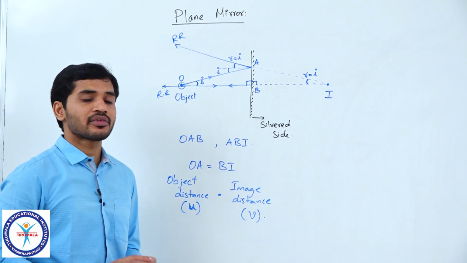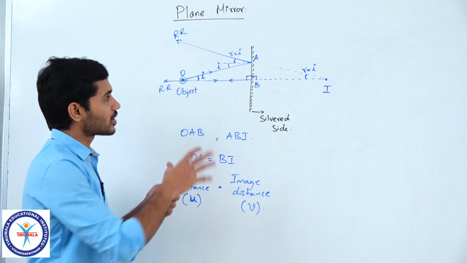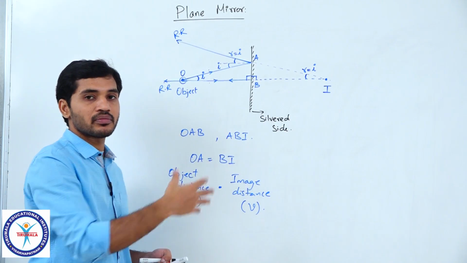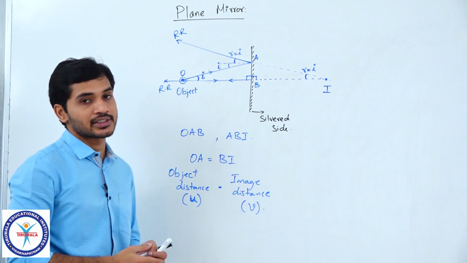Now, remember that whenever you need to find out the location of an image for the object, the actual method is to do the ray diagram, take at least two rays, draw them and project them backwards, and find the intersection point.